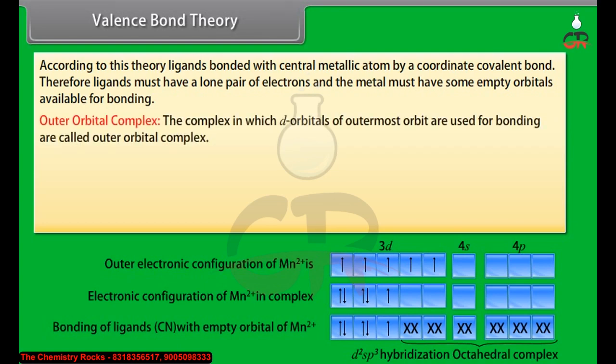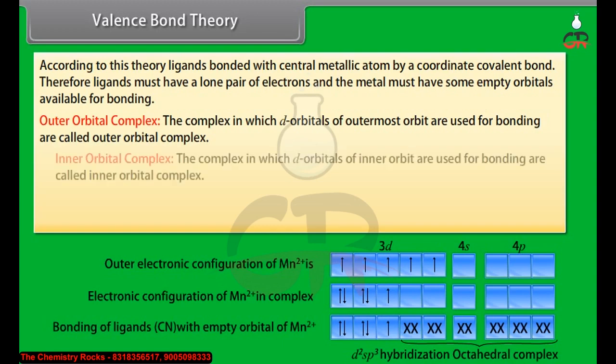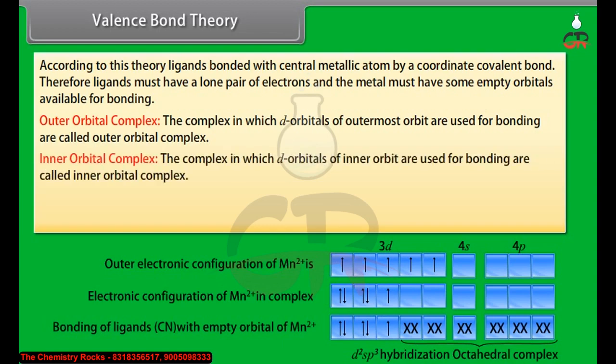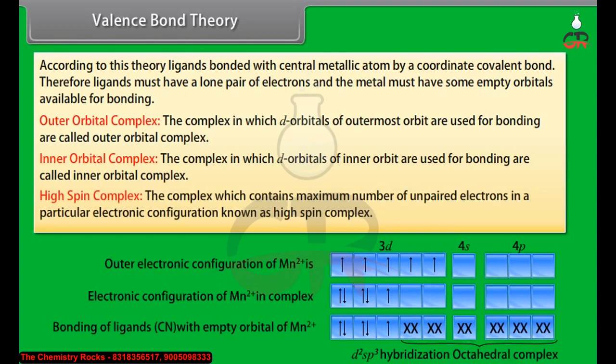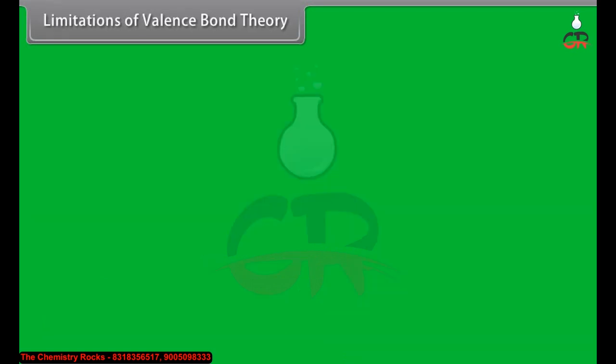Outer orbital complex. The complex in which d orbitals of the outermost orbit are used for bonding is called an outer orbital complex. Inner orbital complex. The complex in which d orbitals of the inner orbit are used for bonding is called an inner orbital complex. High spin complex. The complex which contains the maximum number of unpaired electrons in a particular electronic configuration is known as a high spin complex.